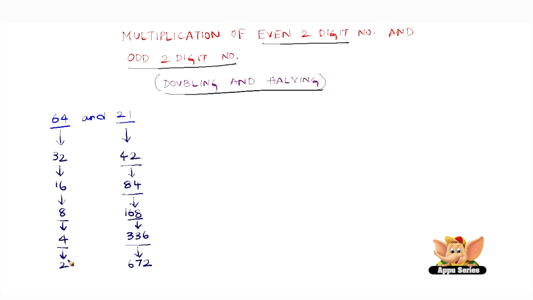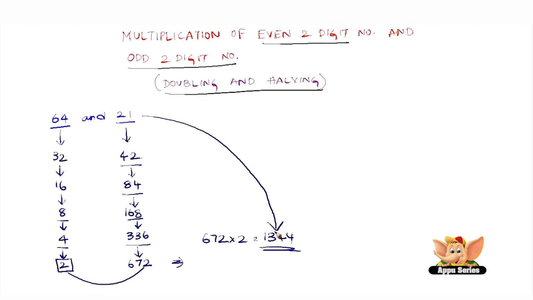So we cannot reduce this number further. Therefore, all you have to do is multiply 672 and 2. So 672 into 2 gives us 1344. So 1344 is the answer of 64 into 21.